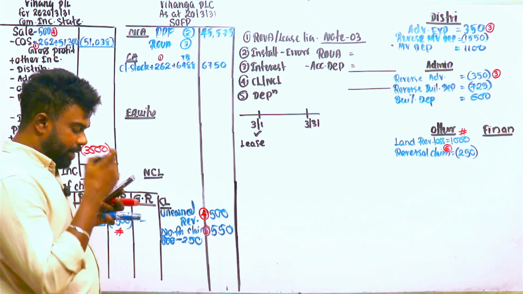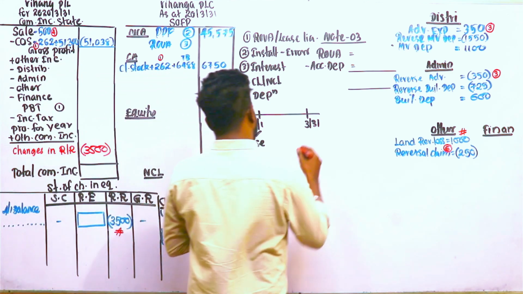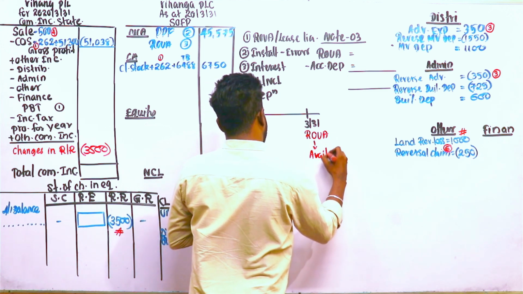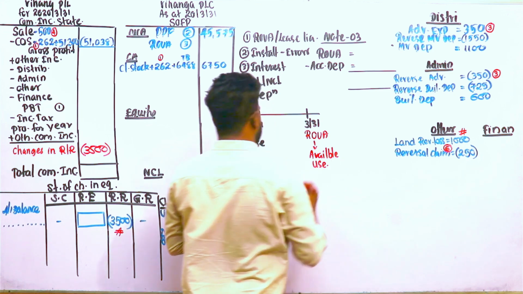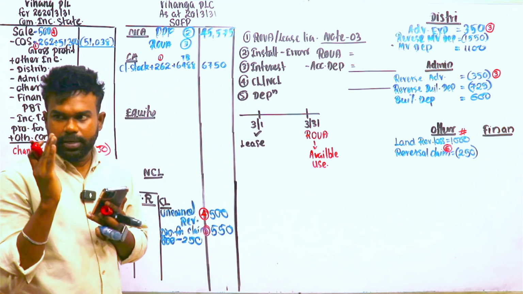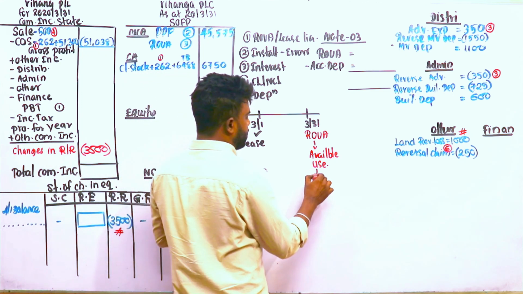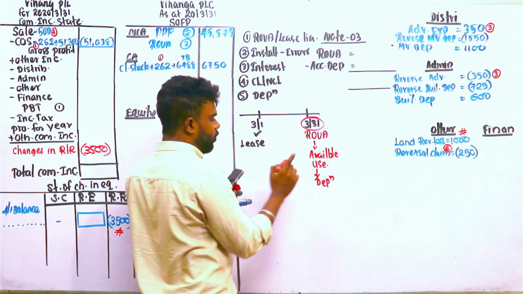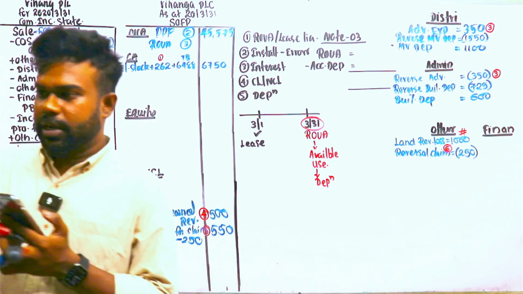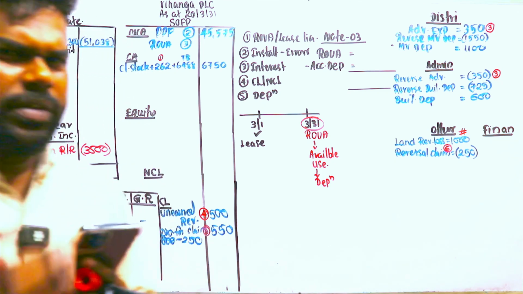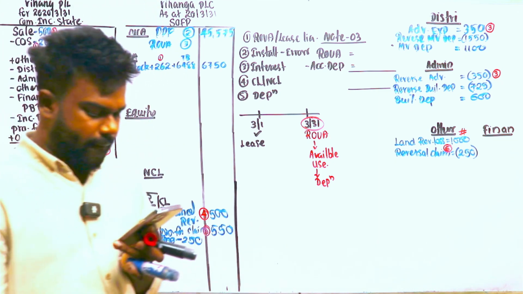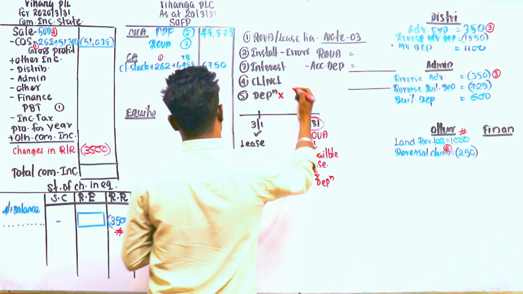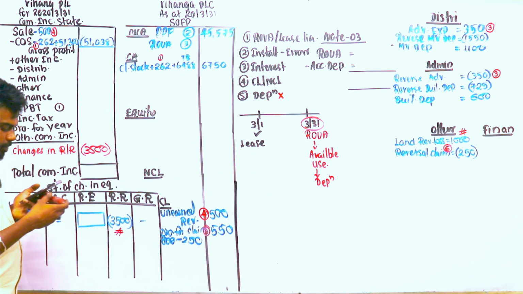However, the building was available 31st March. Right? The building right of use asset available for use as at 31st March. So you have to start to depreciate when the asset is available for use, but the accounting period ended. Should we depreciate for the period? Should we depreciate it? No, no need to depreciate, right? No depreciations. Clear?